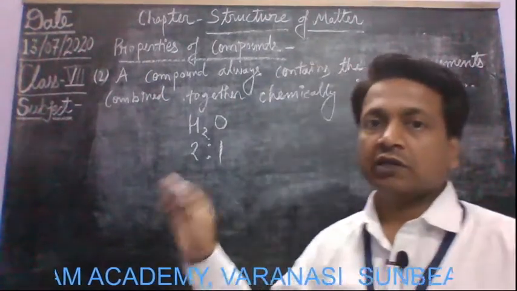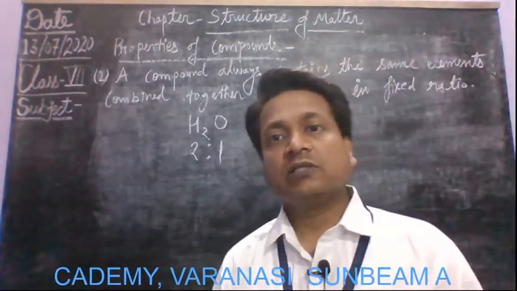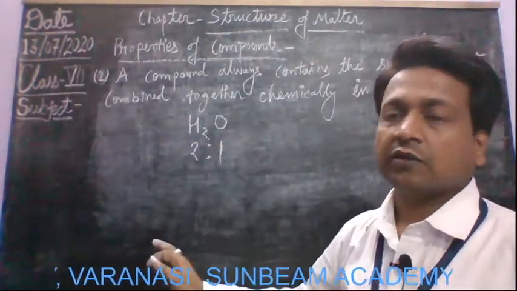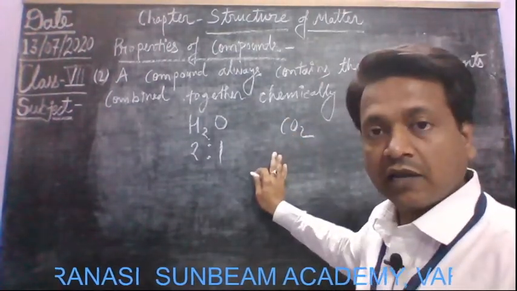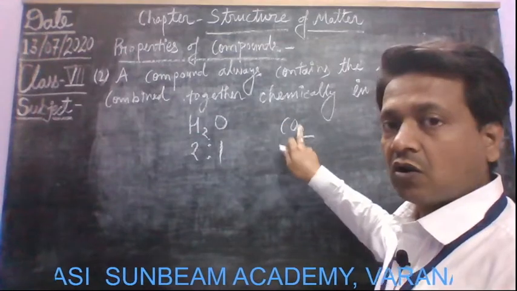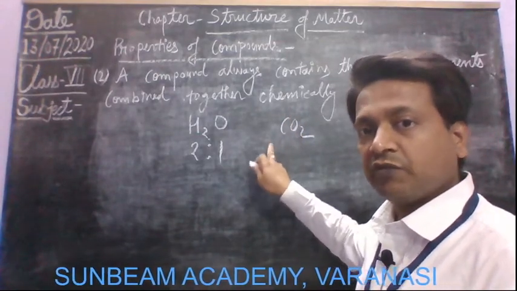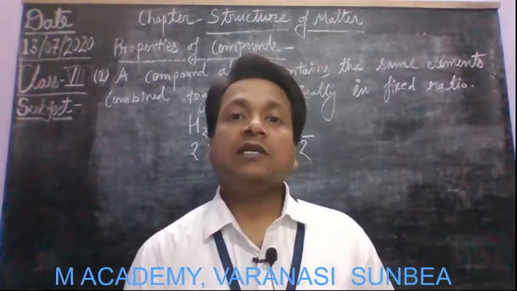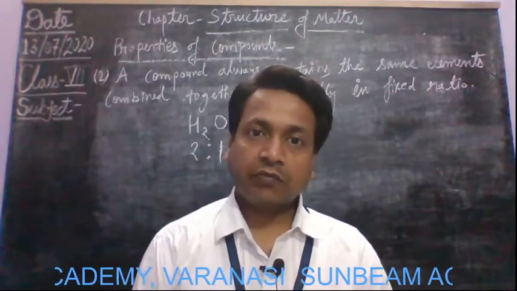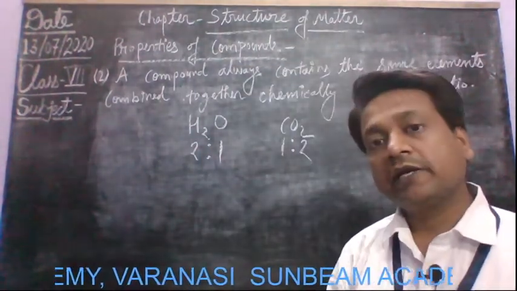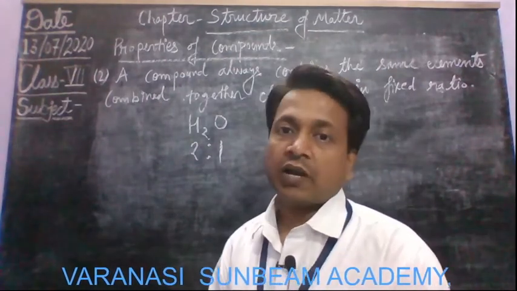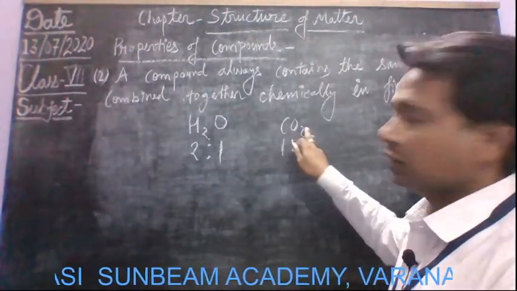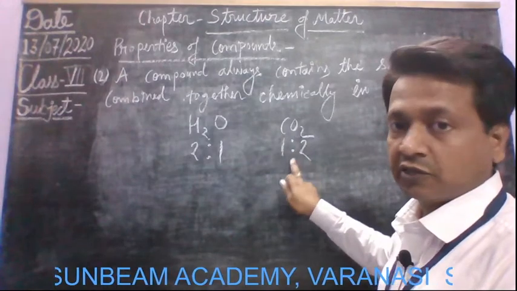So that is why it's given here that a compound always contains the same elements. The elements will be the same, hydrogen and oxygen, everywhere. For carbon dioxide, the elements will be the same, that is carbon and oxygen, and they will always be in a fixed ratio, that is 1 is to 2. Whether this carbon dioxide is released by animals during respiration, or utilized by plants, everywhere, every time, carbon dioxide will have the same elements in a fixed ratio.